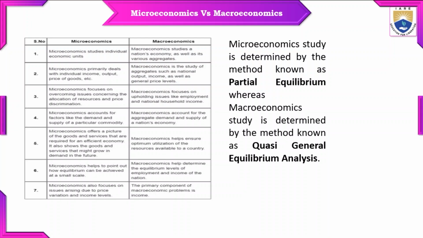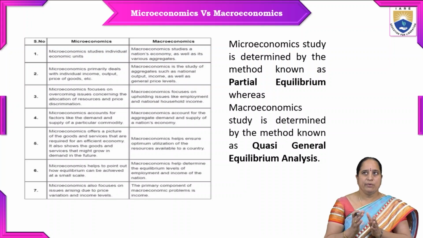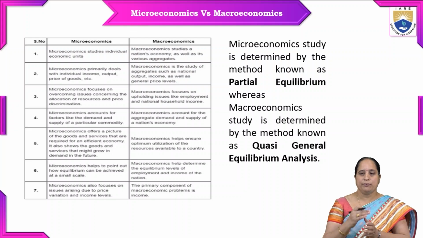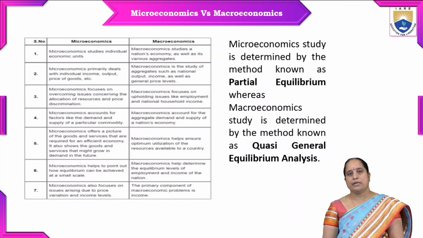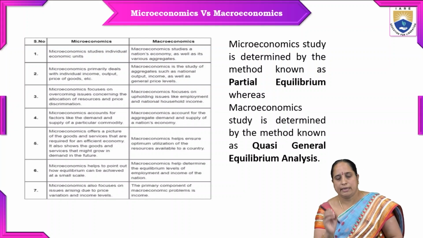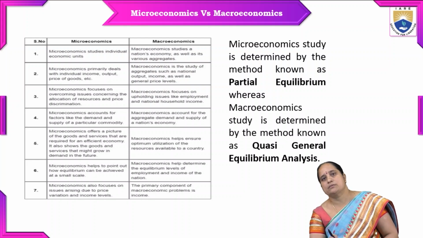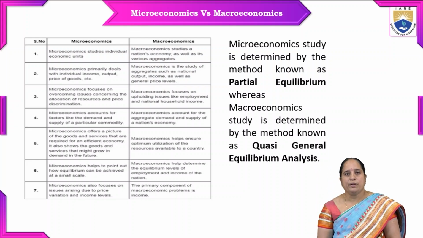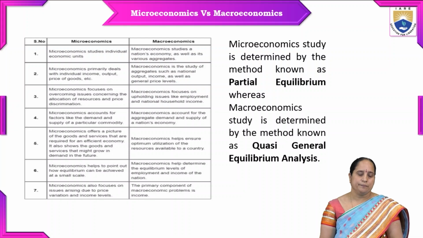And the next difference is that microeconomics offers a picture of the goods and services required for an efficient economy. It also shows the goods and services that might grow in demand in the future. So, demand forecasting: what type of demand a particular product may have in the coming future. All that we can analyze with the help of microeconomics. Whereas macroeconomics ensures optimum utilization of the resources that are available in a country.